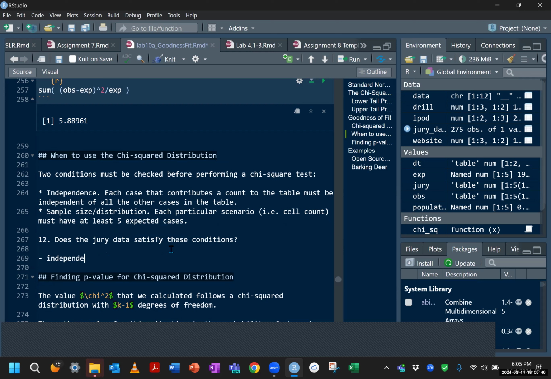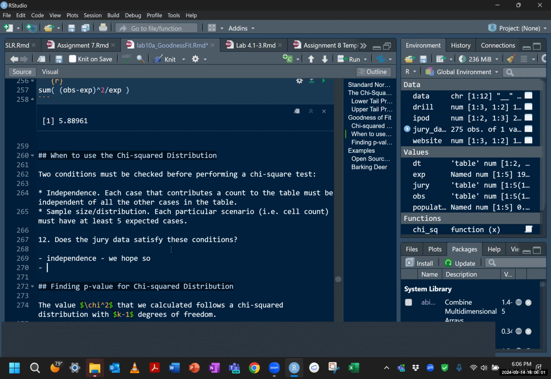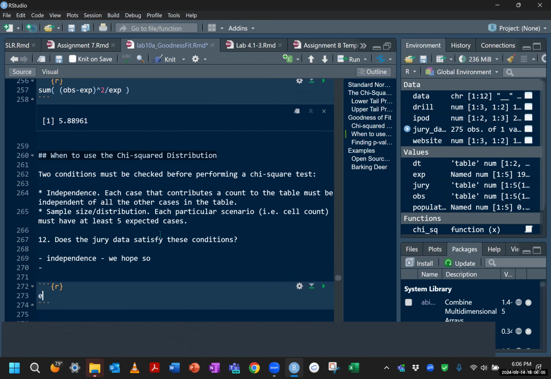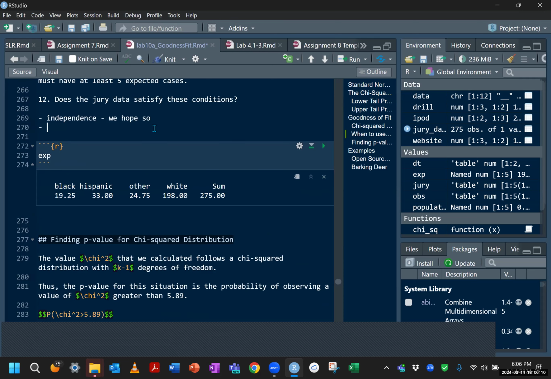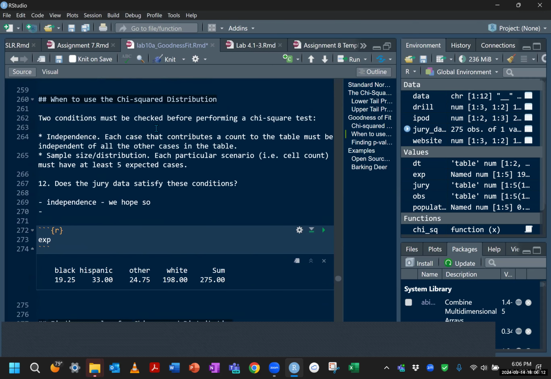Independence. Let's say we hope so. At least they weren't choosing people based off any previous information from the previous selection. So we hope so. Let's see, sample size. Is each of our expected counts greater than 5? So we can look at those, and indeed they are. Okay, so those are the kinds of things we have to check.